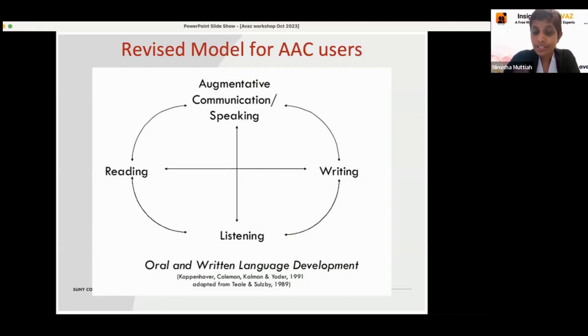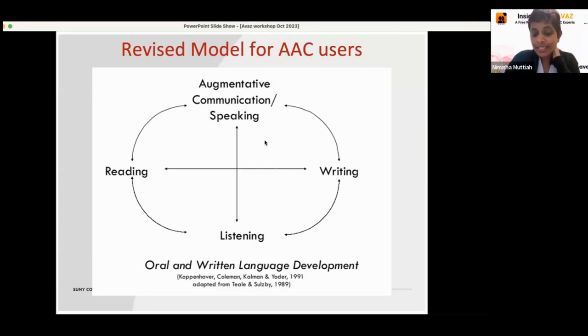Like I said, traditionally we think of oral language being the foundation for reading and writing. But with children who use AAC, you can see it's more of a cyclical model, where AAC would support reading, and reading would again support AAC.